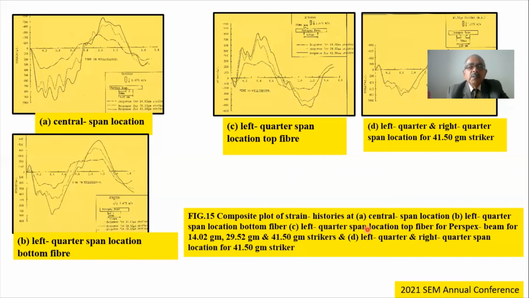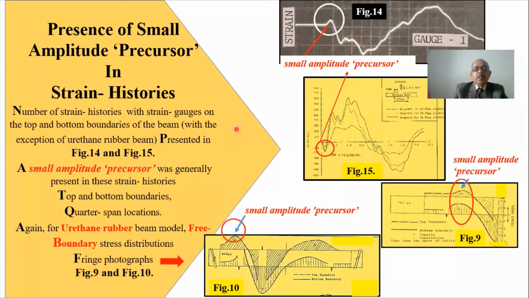So in this, we can find an important incidence, which is the presence of a small amplitude precursor in the strain histories. This appears in the strain histories with the strain gauges on the top and bottom boundaries of the beam, with the exception of the urethane rubber beam, presented in figures 14 and 15. You can see clearly this is a compression strain, and there is a small amplitude precursor even in the strain gauges. At the quarter span point location, this is more prominent.